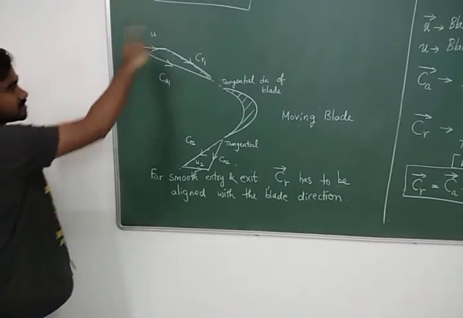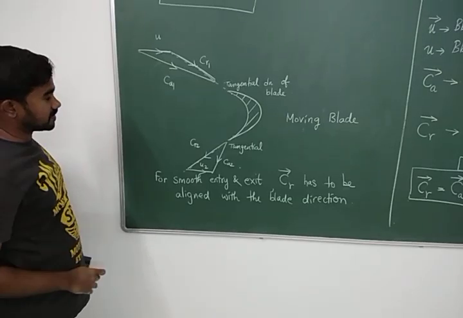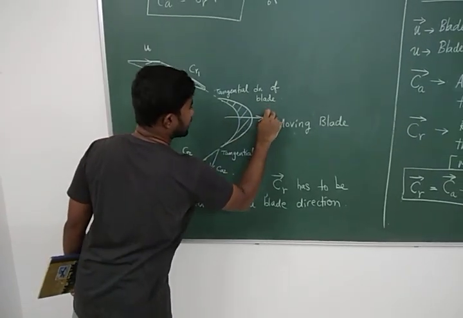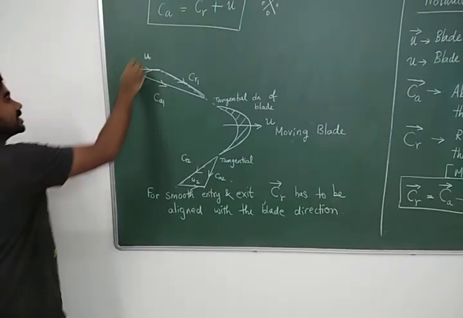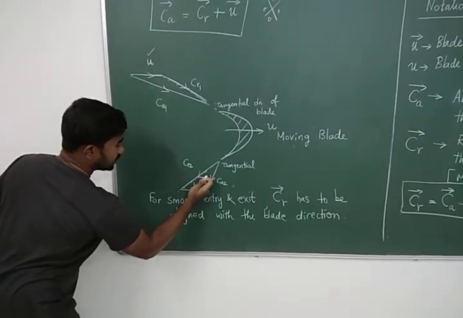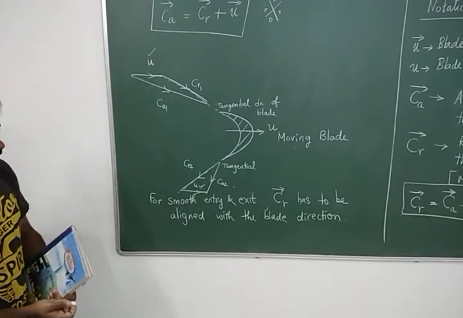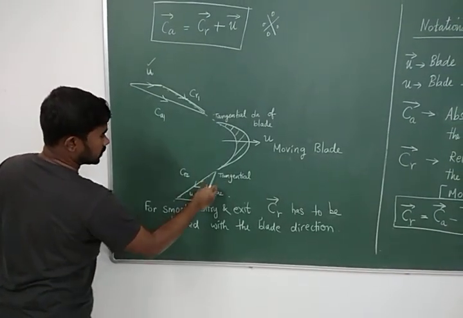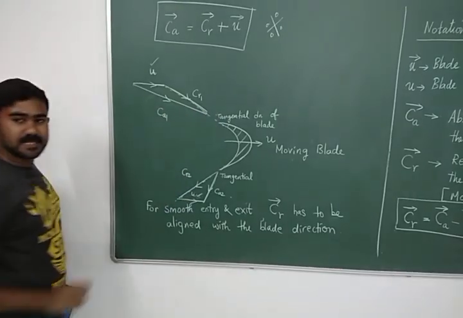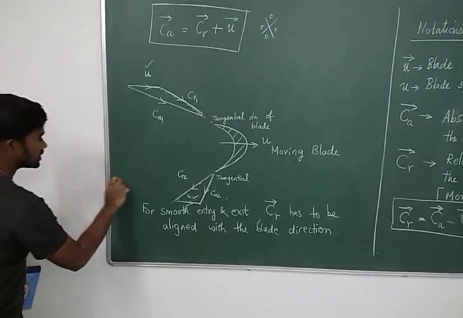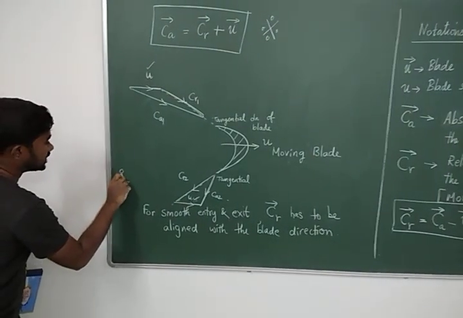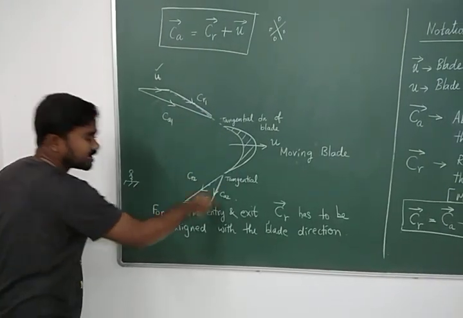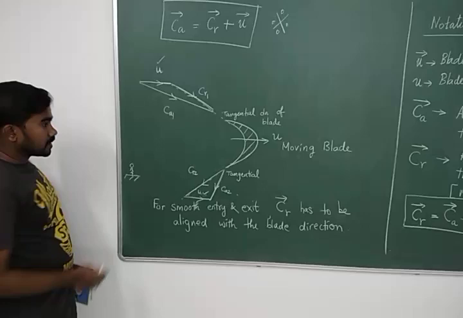So actually, what are these velocities in the triangle? U is the blade speed. This blade itself is moving at a speed of U, and the speeds U1 and U2 are the same. That is the blade speed. Now CA1 and CA2 are the velocities of steam as seen by a person on the ground. If there is a person sitting on the ground, he is going to see the steam coming at velocity CA1 and the steam leaving at velocity CA2.